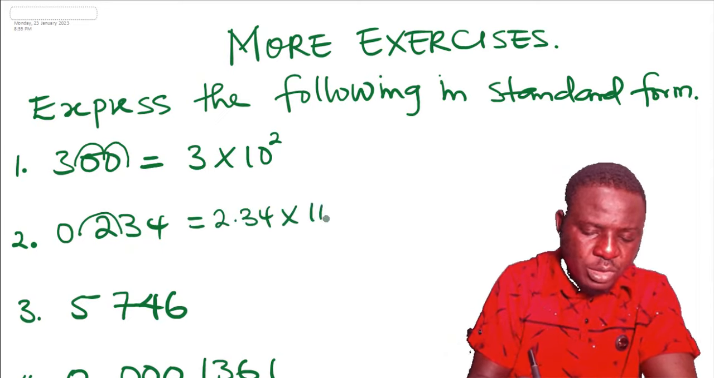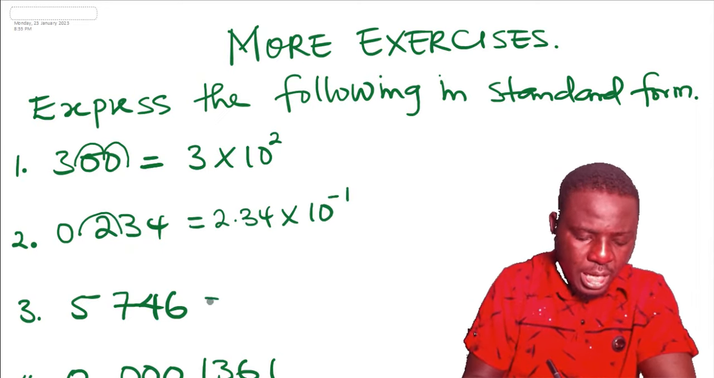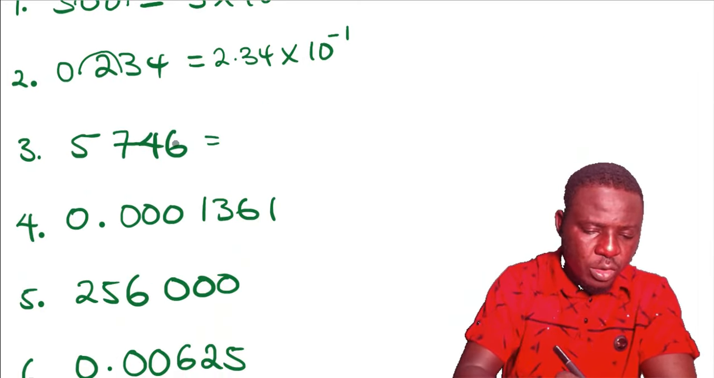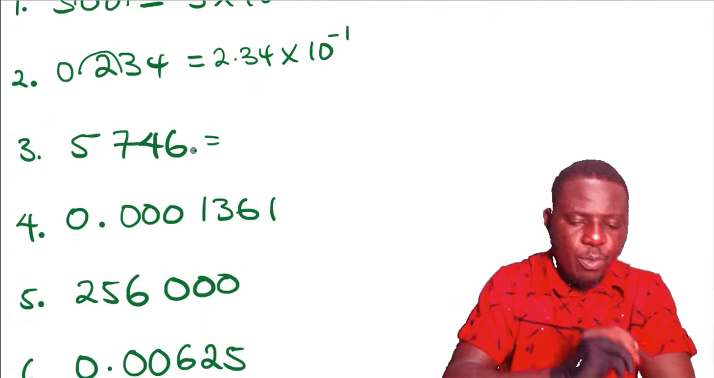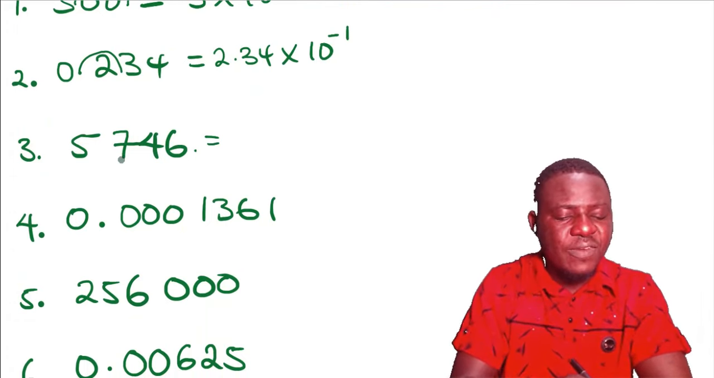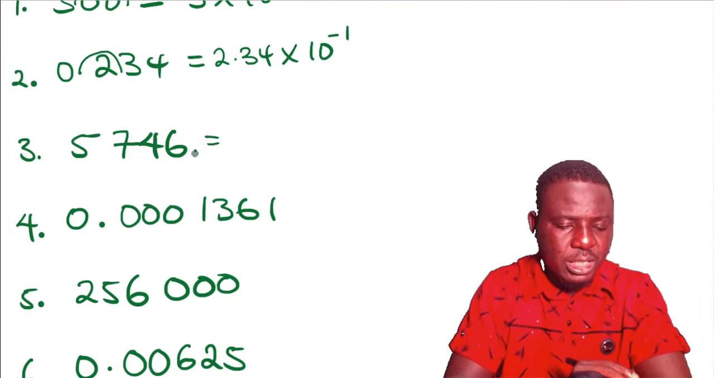So this becomes 2.34 times 10 raised to the power of what? Minus 1, because I moved the decimal point just once. And this is 5,746, of which the decimal point will be here. How do I know? Because this is 5,746, so the decimal point falls behind the last digit, which is the unit digit.